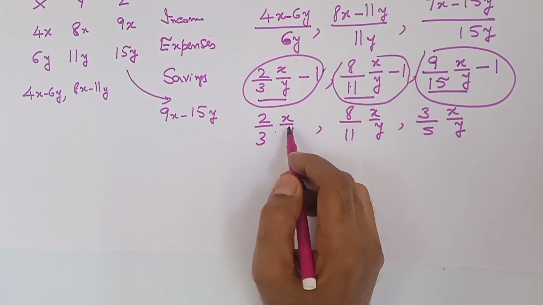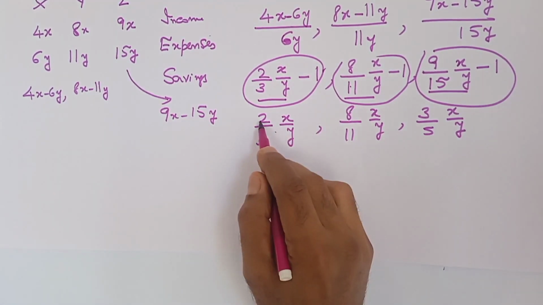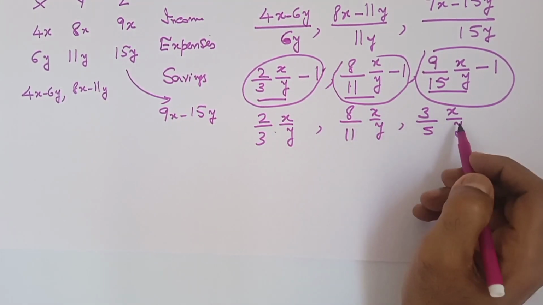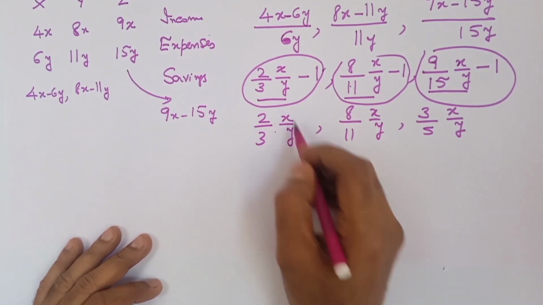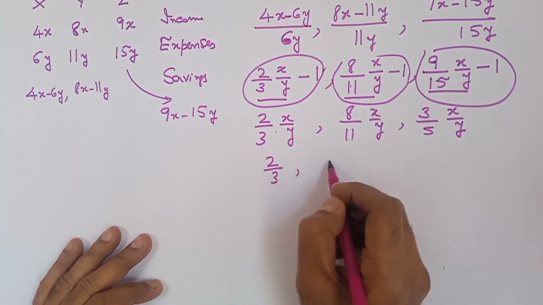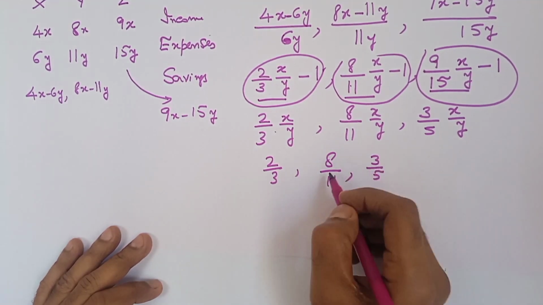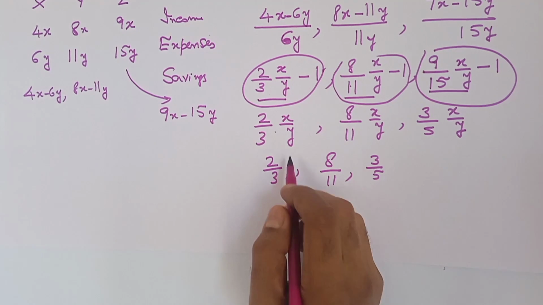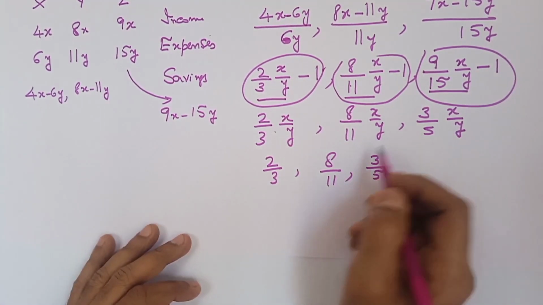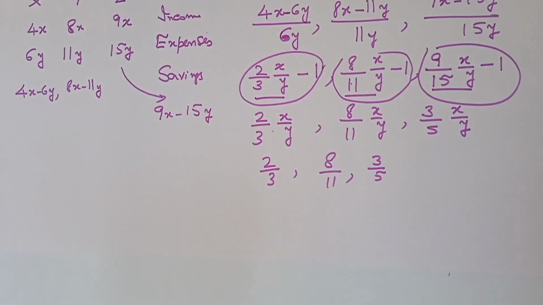Now look at them. Whatever be the values of x by y, it's a common thing. You're multiplying 2 by 3 by x by y, 8 by 11 by x by y, 3 by 5 by x by y. So whatever be the values of x by y, if you compare these three fractions, whichever is the highest will be the highest, whatever be the values of x by y. Can you see that? So all you need to do is to compare these three fractions.